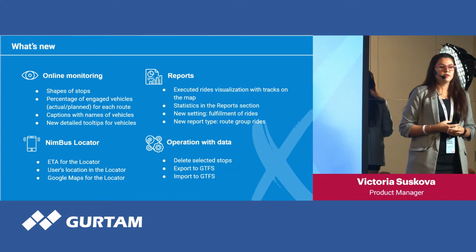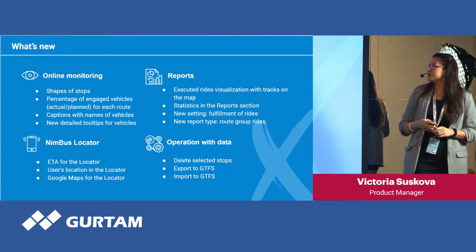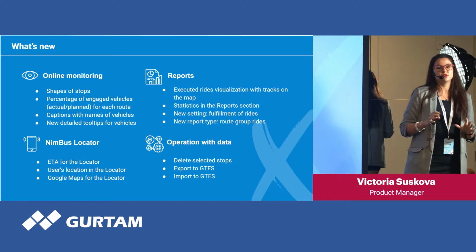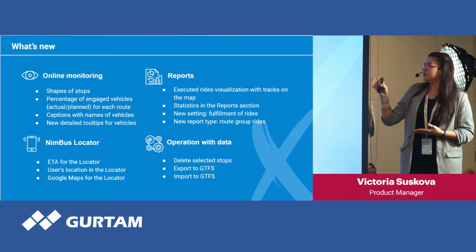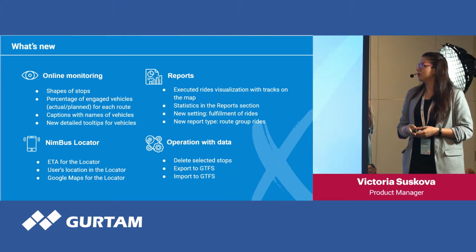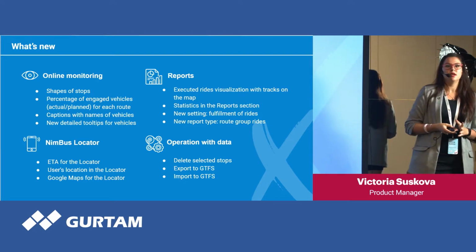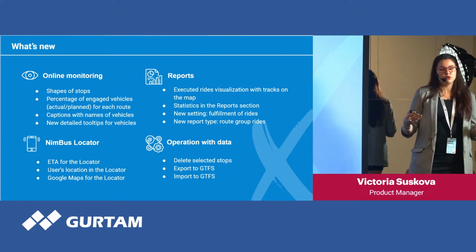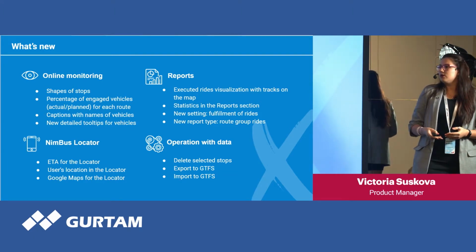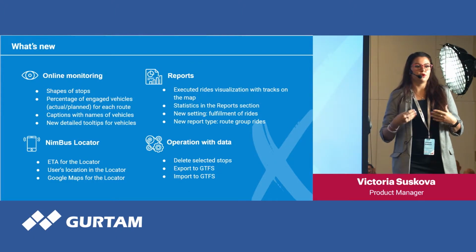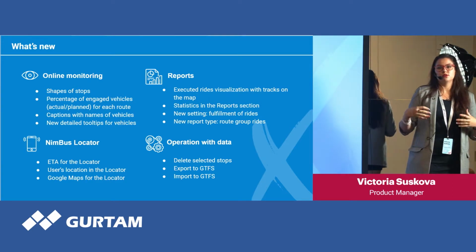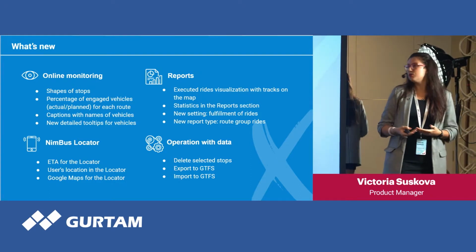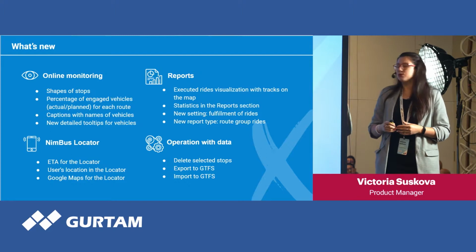Also, during the last year, we can highlight several areas in how we develop our app, because we actually try to concentrate on different tasks and evenly develop all the functional parts of the system. We'll stop a bit later in more detail on each of them, but basically: online monitoring, because we try to improve our existing tools and give you new ones. The locator, where we're constantly working on improvements for your passengers. Reports, where we add some new reports and new settings so that you can get more information in a more convenient way. And operations with data, which we will stop on a bit later.